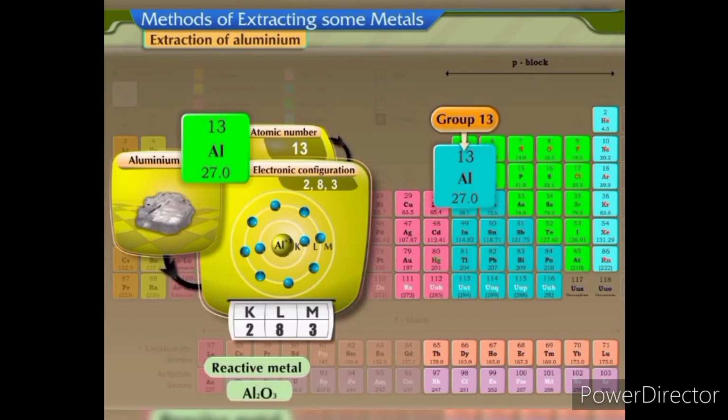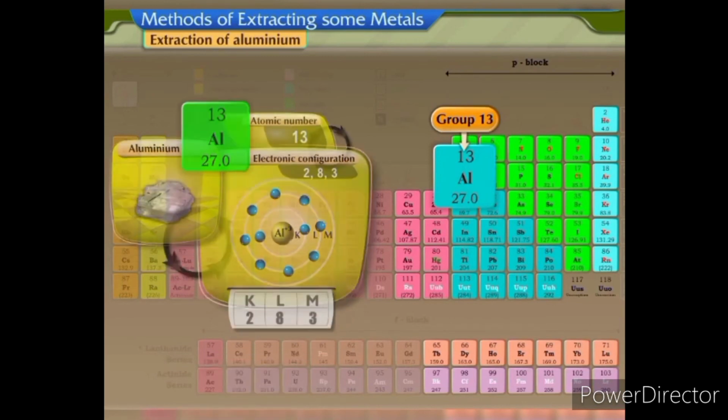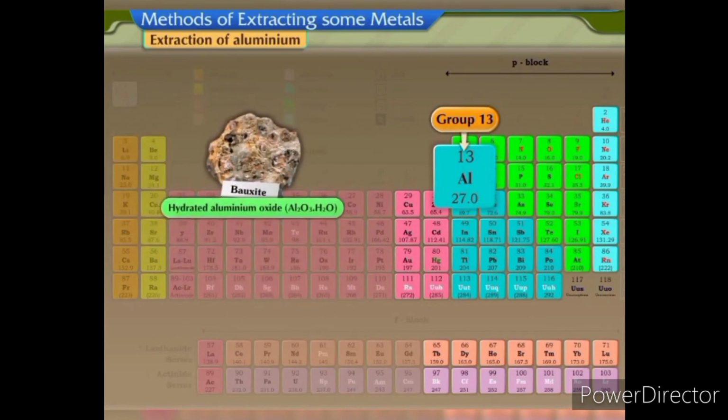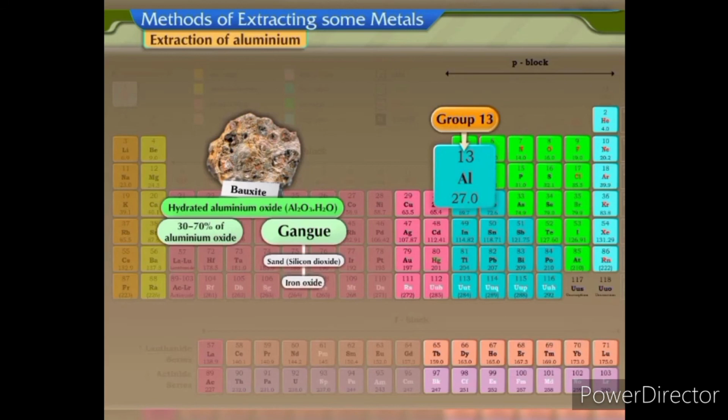It occurs as an oxide in nature. The most important and common ore of aluminium is bauxite, which is hydrated aluminium oxide, Al2O3·H2O. The ore contains about 30 to 70% of aluminium oxide. The remaining portion is gangue, which is made up of sand, that is, silicon dioxide, and iron oxide. Iron oxide gives the ore its brown-red color.